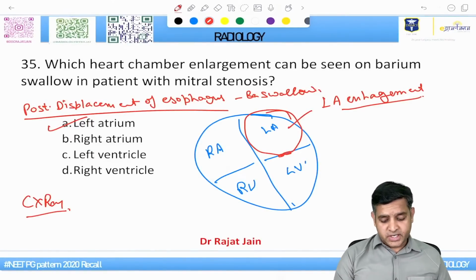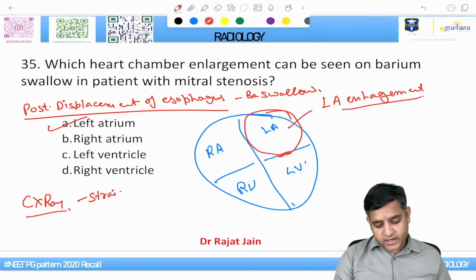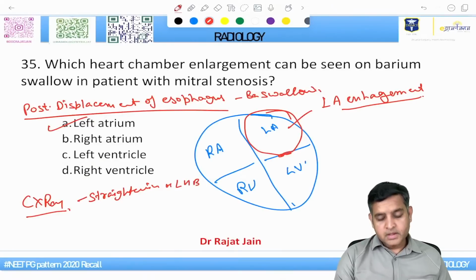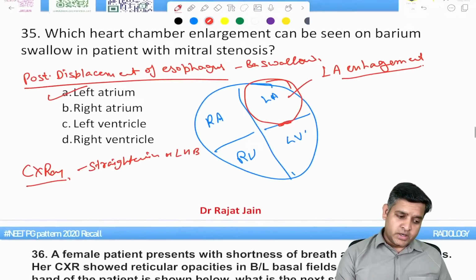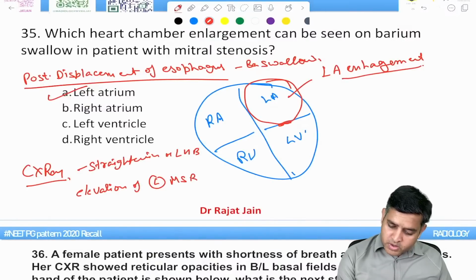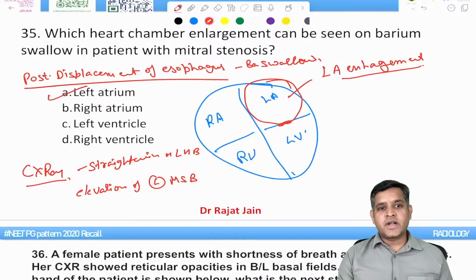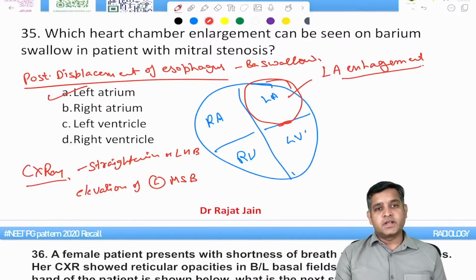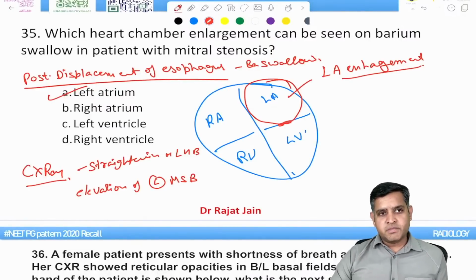Earliest feature on a chest X-ray: straightening of left heart border, if given in the choice. If straightening of left heart border is not given, then elevation of left main stem bronchus.